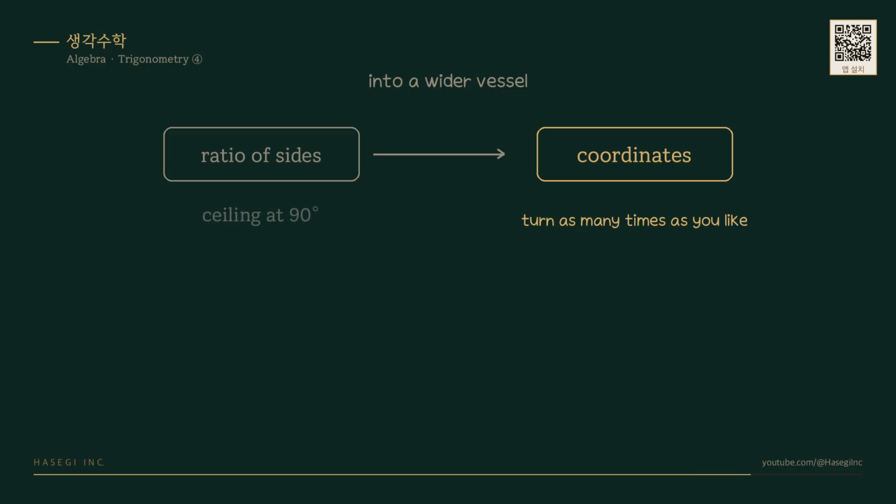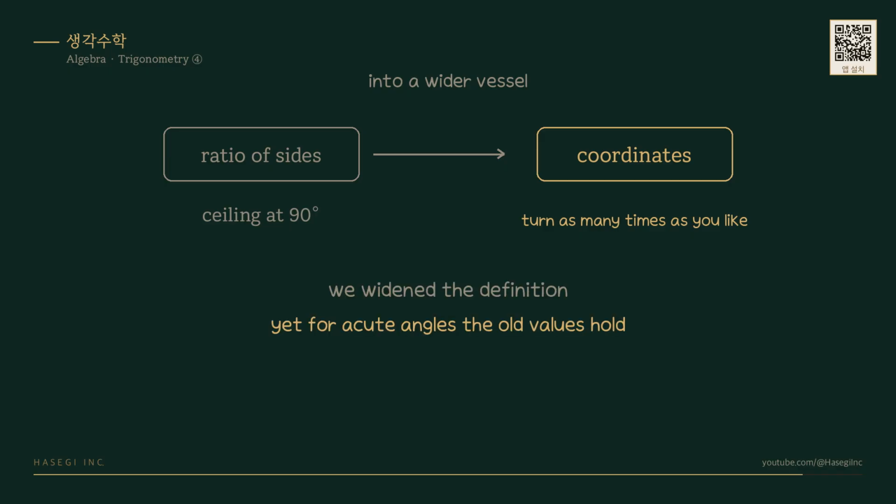Inside a right triangle, the ceiling was 90 degrees. But on the unit circle, you can turn either way as many times as you like. We widened the definition. Yet for acute angles, the old values hold exactly.